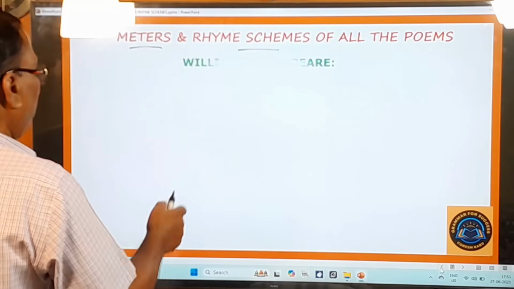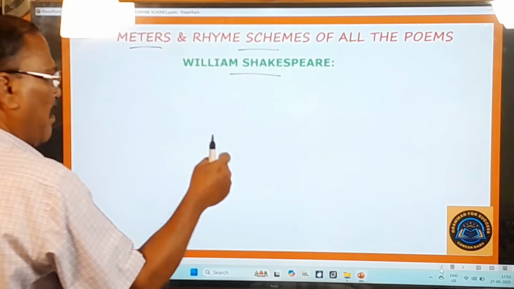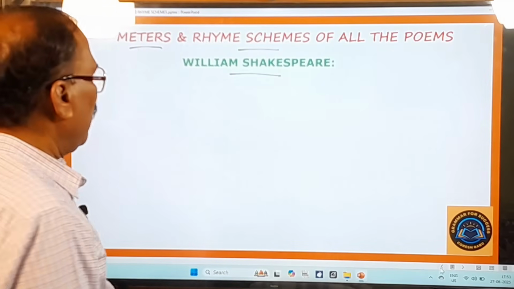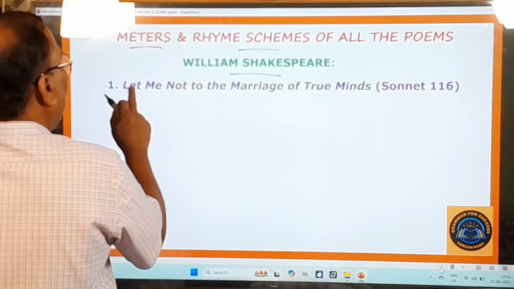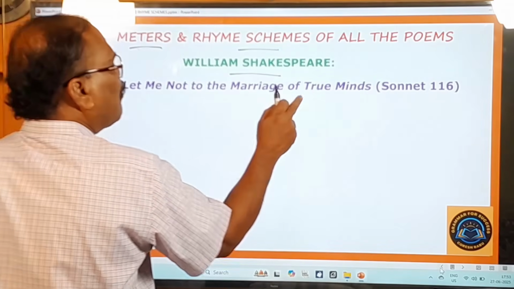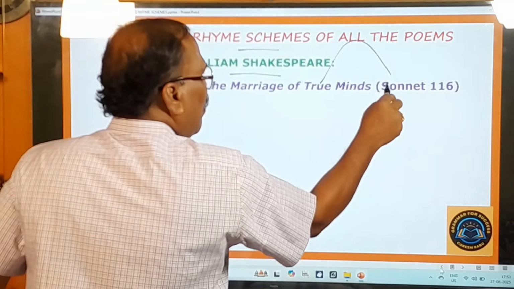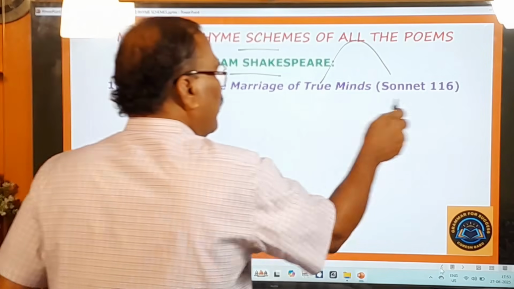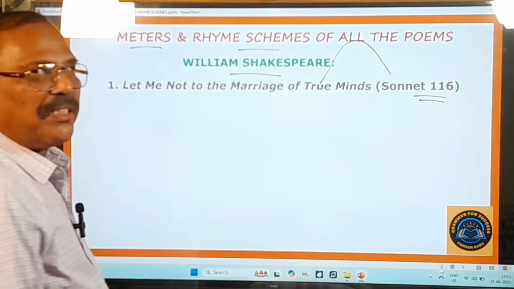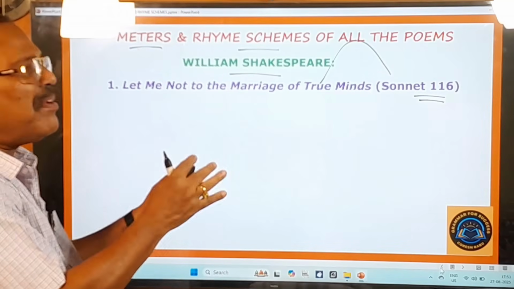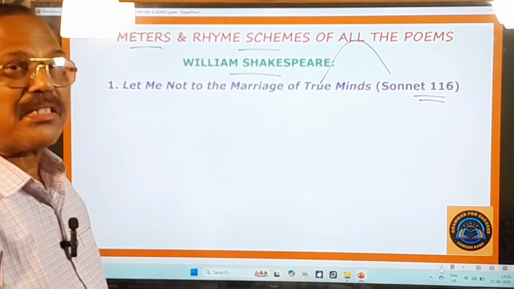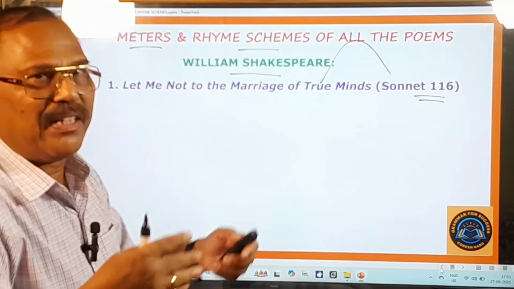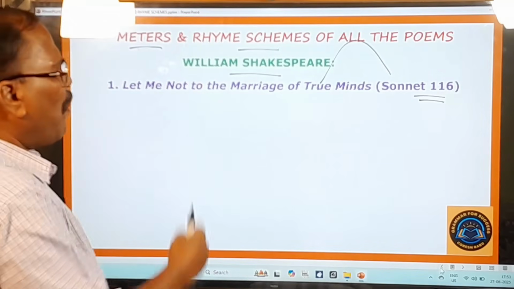You know very well, William Shakespeare's poem is there at the beginning of your PGT poetry syllabus. So the title of that poem is "Let Me Not to the Marriage of True Minds." This is one of the sonnets of William Shakespeare. The number of this sonnet is 116. Please keep that point in your mind because such simple and easy questions may be asked in the examination. Who knows what actually is going to be given in the examination. So that's why keep that point in your mind.